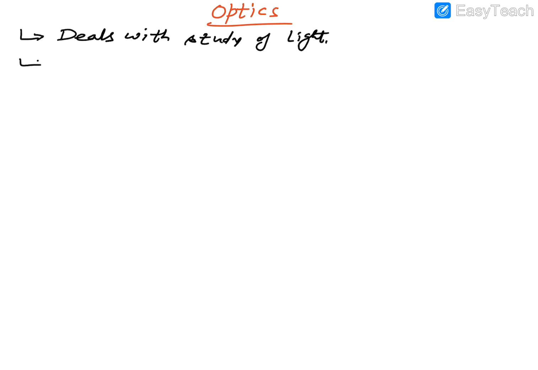You must be knowing that light has a dual nature. What does it mean by saying dual nature? Dual nature basically indicates that light has both a particle nature as well as a wave nature. So light is made up of particles, and it is also a wave.